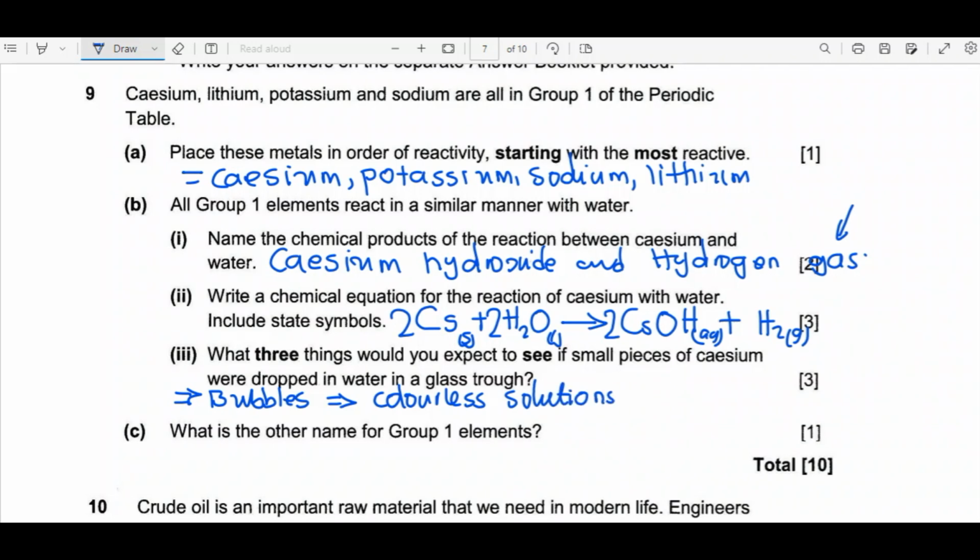Then what else can we see apart from this? Sometimes we can see some explosions, since we say that group 1 metals react vigorously, so sometimes we may expect to have explosions. Then question C, what is the other name for group 1 elements? So alkali metals.